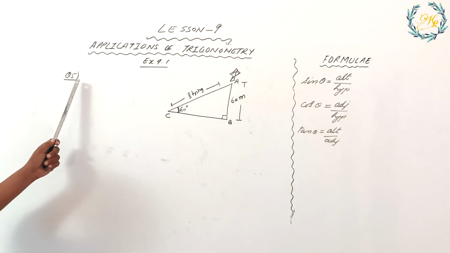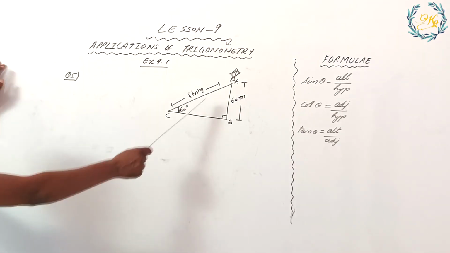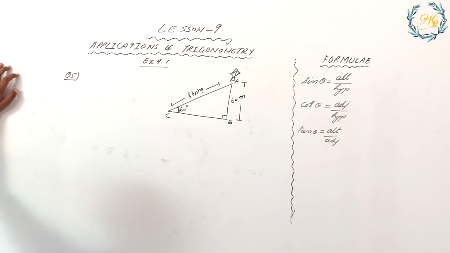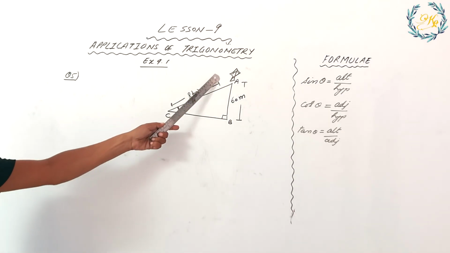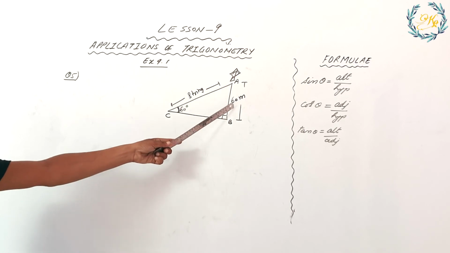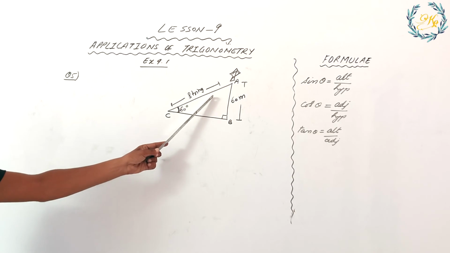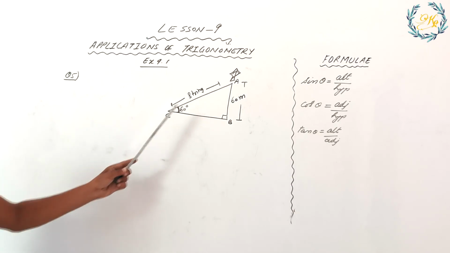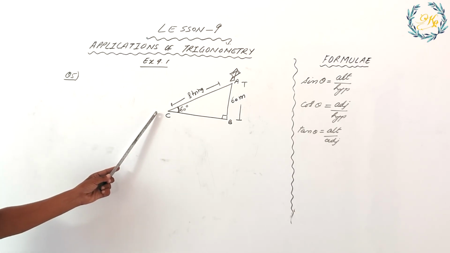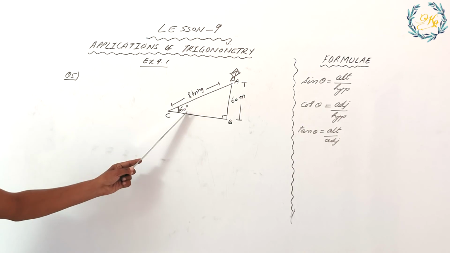Now in question number 5 of exercise 9.1, what are we given? As you can see, a kite flying. Let's see what's given to us. A kite is flying at a height of 60 meters above the ground. You can see this height, 60 meters above the ground. The string which is attached to the kite is temporarily tied to a point on the ground. Now, the inclination of the string, that is the angle of elevation of the string, is 60 degrees to the ground, as you can see.